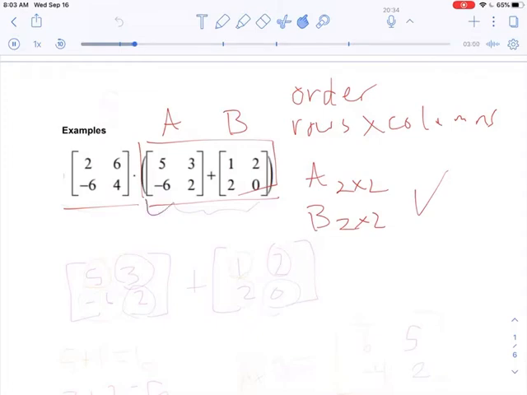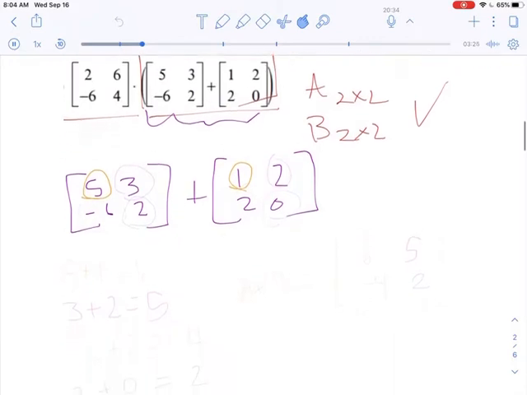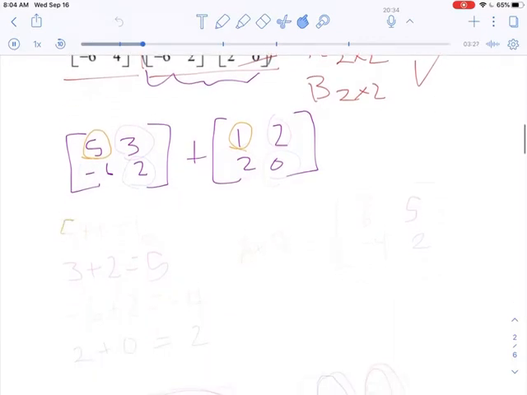So I'm just going to take this part in the parentheses here and go ahead and add them together. So we've got A, which is 5, 3, negative 6, 2, adding to B, which is 1, 2, 2, and 0. And you're just going to add the same elements together. So if this is the 1/1 element, because they're in the first row and first column of both, I'm going to add those 2 together to get the 1/1 element in my answer.